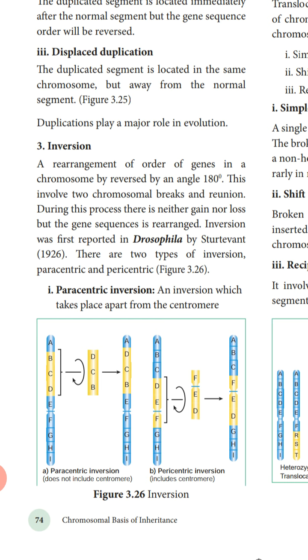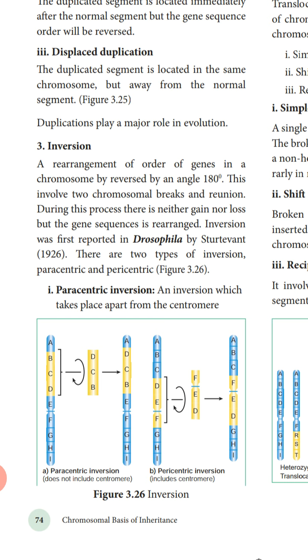So inversion is the rearrangement of the order of genes in a chromosome by reversing by an angle of 180 degrees. This involves two chromosomal breaks and reunion. During this process, there is neither gain nor loss, but the gene sequence is rearranged. As we can see here, no segment is lost, nor is it getting added. Only the sequence which was present is rearranged. Inversion was first again reported in Drosophila by Sturtevant in 1926.